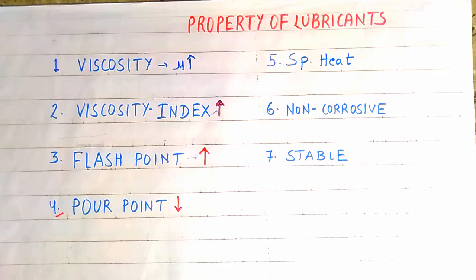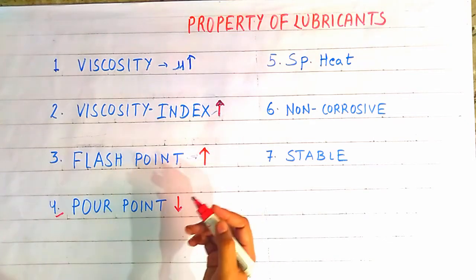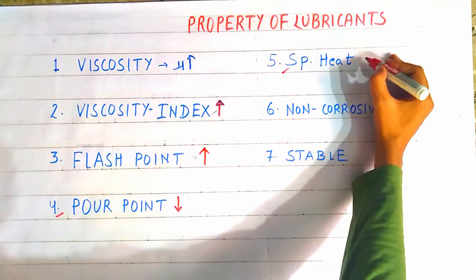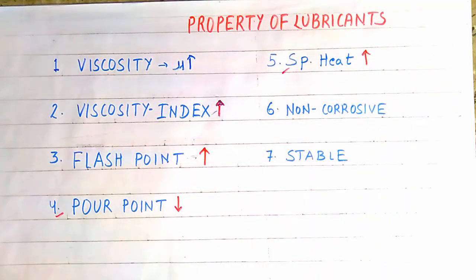Now specific heat. To carry away the high heat produced during the operation of the journal bearing, the specific heat of the oil should be high so that it can carry away a large amount of heat. That's why a high specific heat is required for the lubricating oil that is used in the journal bearing. And the next thing is the chemical stability.